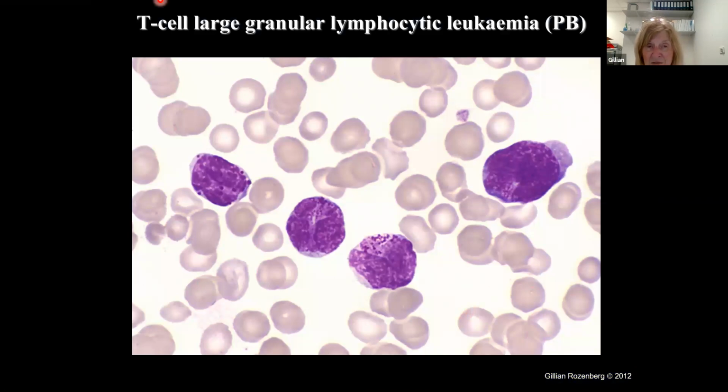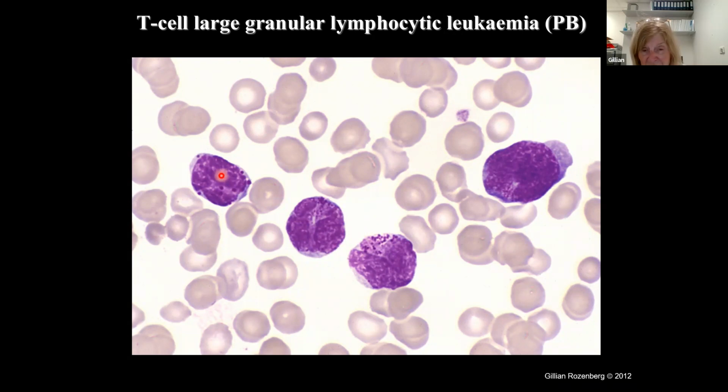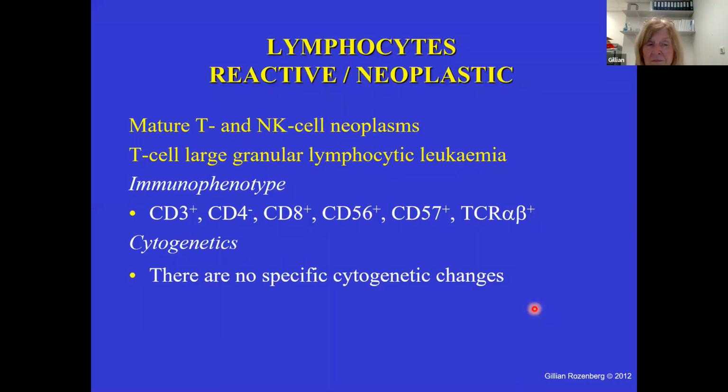And here I do have a really nice example to show you these large granular lymphocytes. You can see the granules in most of these. Here's the immunophenotyping and cytogenetics, no specific cytogenetic abnormality.